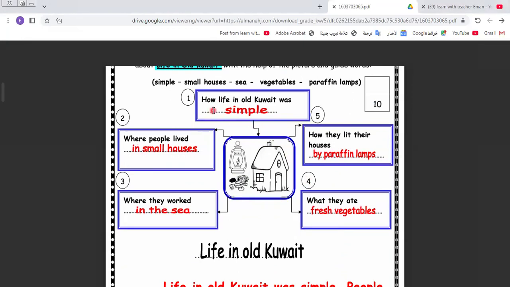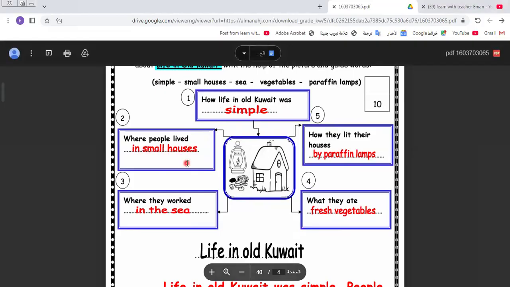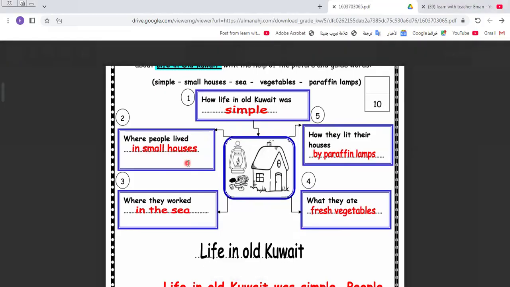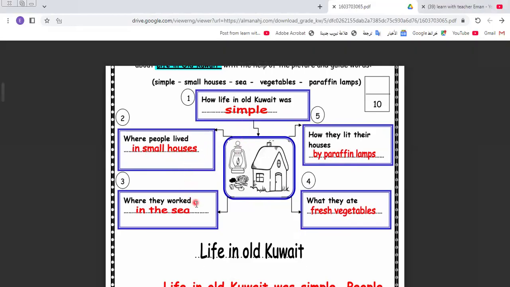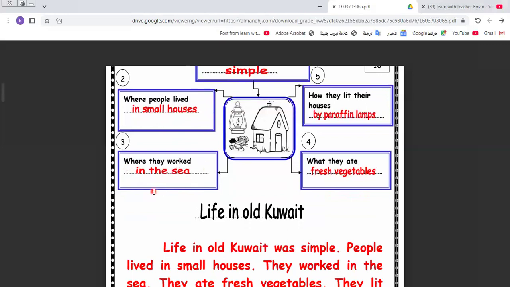Here is a question that I answer, then I make a paragraph. How was life in Old Kuwait? So I ask about the style of life in Old Kuwait. It's simple. Let's go to another question: where did people live? So I ask about the places that people could live in this period of time. The life is simple, and they lived in small houses. Where did they work? In the sea.